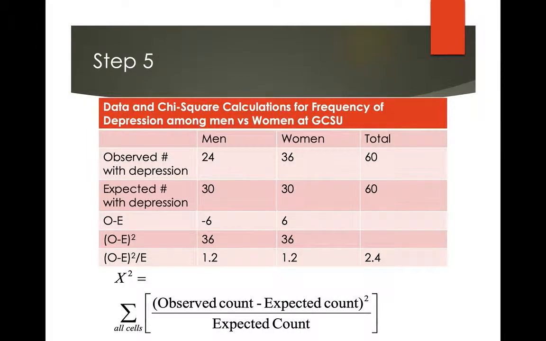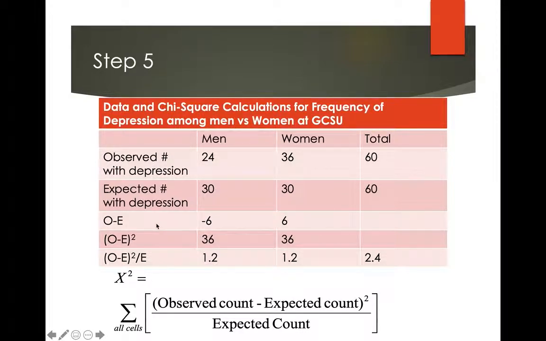To calculate our chi-square statistic, we simply follow the formula that says we take our observed count minus our expected count, square that, divide by the expected count, and then sum everything together. So we break this down into the parts of the formula. The first row is observed minus expected, so we do 24 minus 30, which gives us negative 6. We do 36 minus 30, which gives us 6.